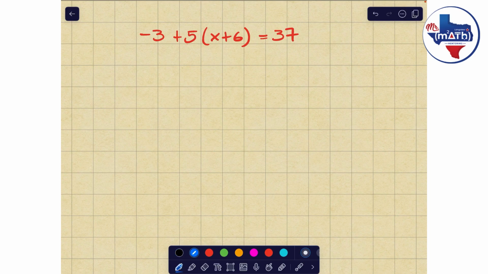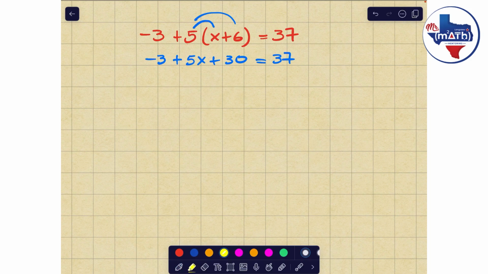We have -3 plus 5 times (x plus 6) equals 37. As we can see, we need to solve this multiplication of the coefficient 5 times the binomial first. So we'll have -3, and then the 5 needs to be distributed times the x and times the 6. So 5 times x will be 5x, and 5 times 6 will be 30, equals 37.